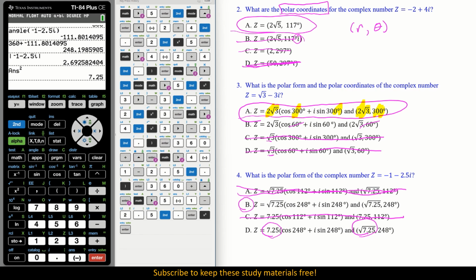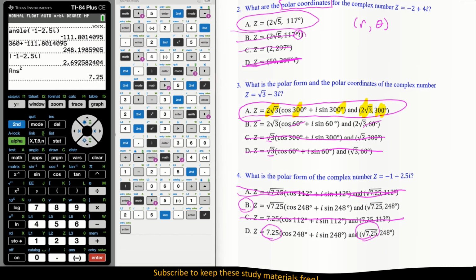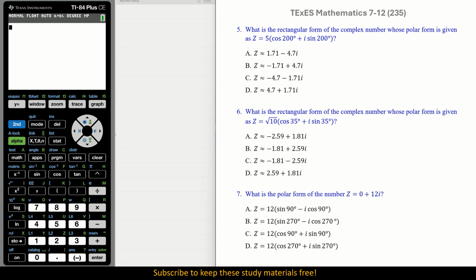All right, let's go to number 5. What is the rectangular form of the complex number whose polar form is given as z equals 5, then cosine 200 plus I sine 200? Okay, I really love this because all we have to do is enter it into our calculator, push our enter button, and it automatically will give it to us. Of course, we may have to round, seeing that our options are decimals. But let's go take a look and see, okay?